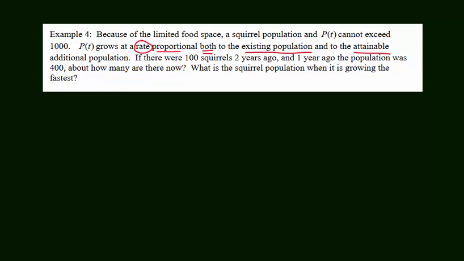First thing, it's already defined that P of t is a squirrel population. Let's write our differential equation, dP/dt, so the rate at which squirrels are growing with time is directly proportional, big K, to the existing, which is P, and the obtainable, which is going to be 1,000 minus P. So this looks like the exponential growth and the simple bounded growth put together.